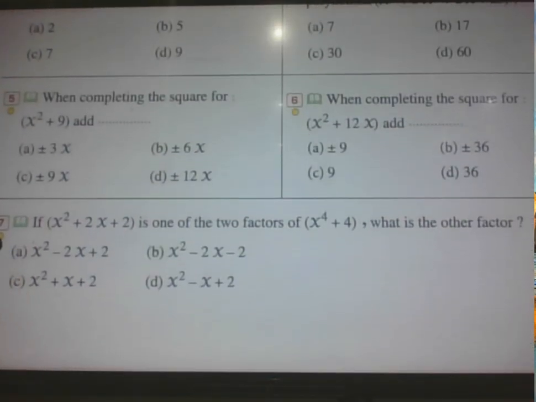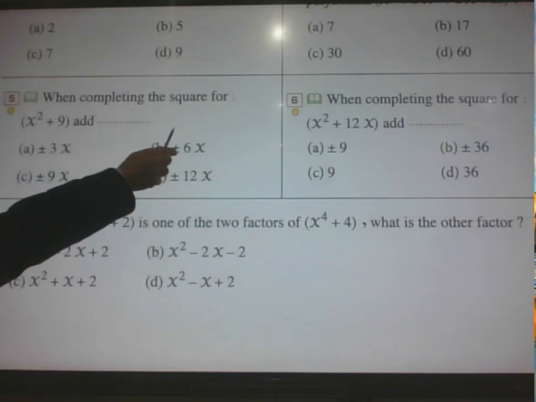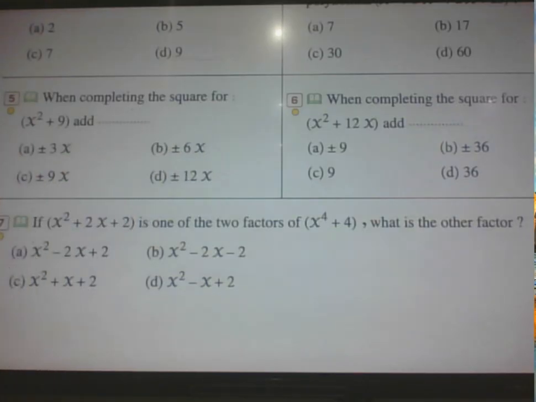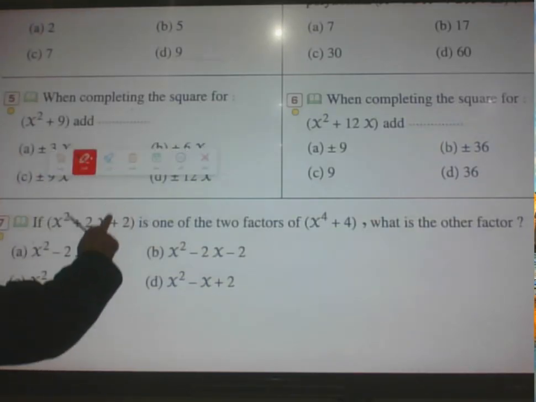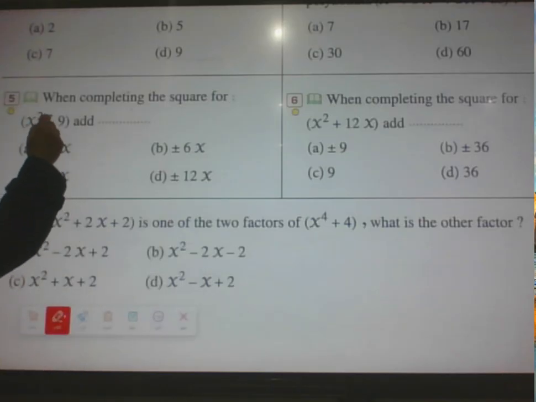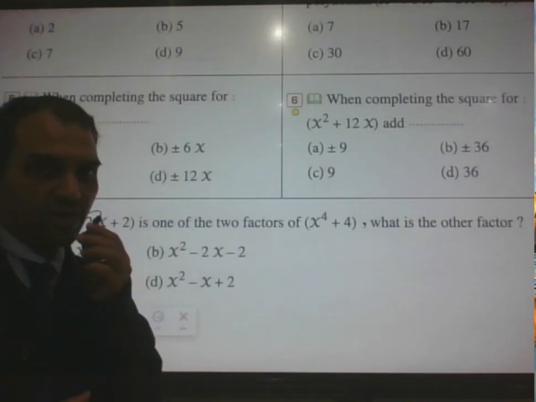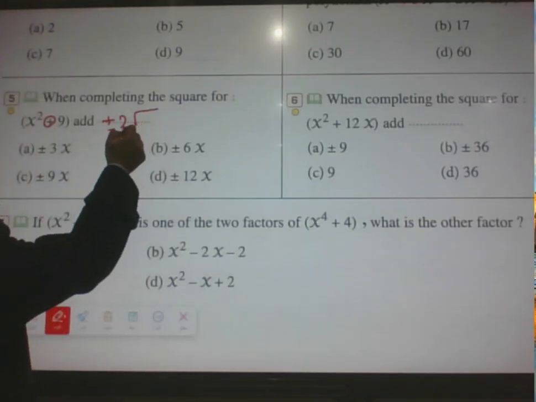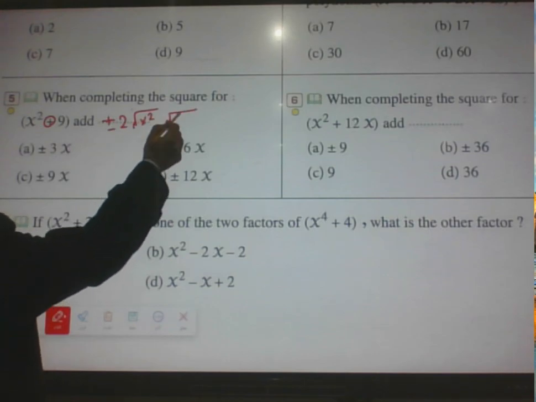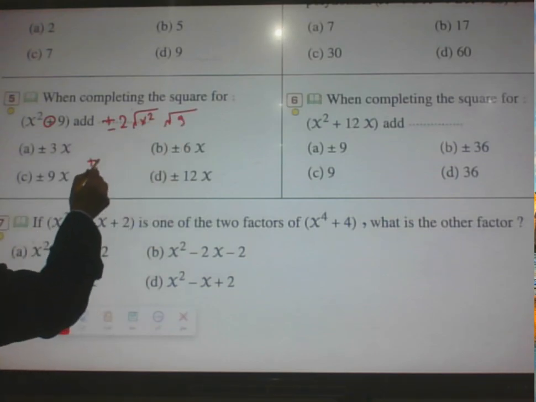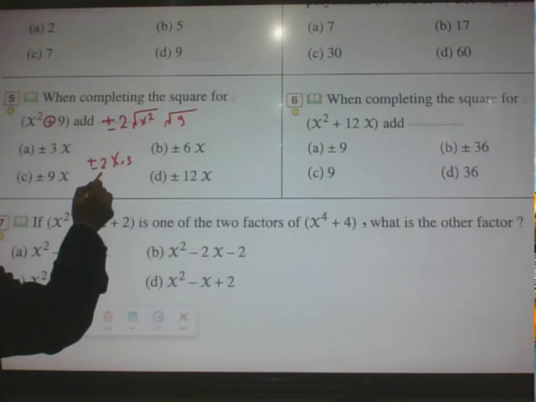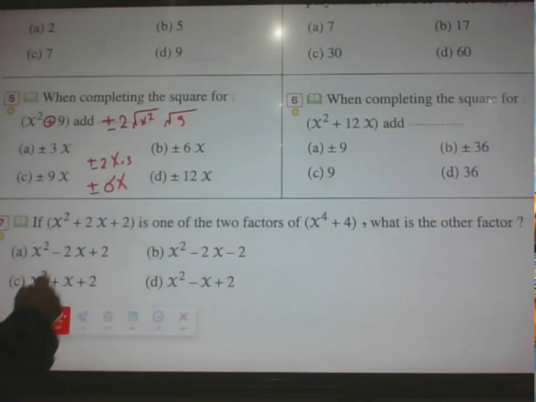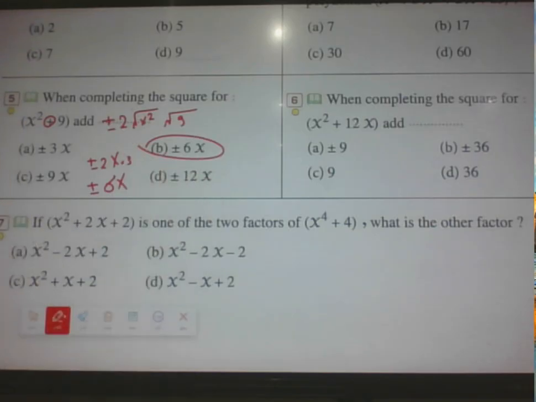Now question number 5. When completing the squares for this example, we must add what? Okay, we have here the square root of the first and second, and the sign between them is positive. We must convert from positive to negative by adding the middle term. How can we add the middle term here, right? Positive or negative 2 product by the square root of the first, product by the square root of the third. And the answer will be positive or negative 2, x product by 3. Since the result will be positive or negative 2 times 3, 6, right? 6x. Positive or negative 6x, we must add this.